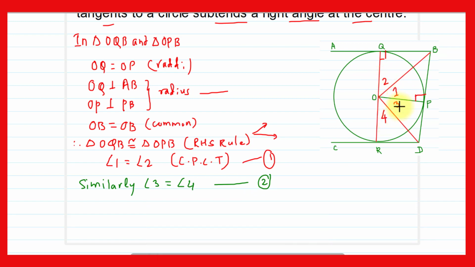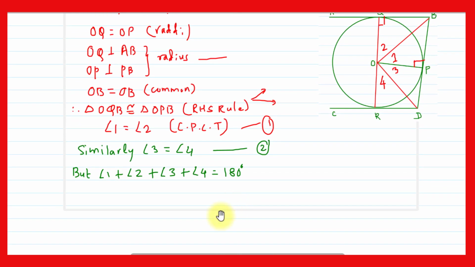and therefore their total will be 180 degrees. So angle 1 plus angle 2 plus angle 3 plus angle 4 is equal to 180 degrees. Now here this angle OBD can be written as angle 1 plus angle 3. Angle OBD is equal to angle 1 plus angle 3.